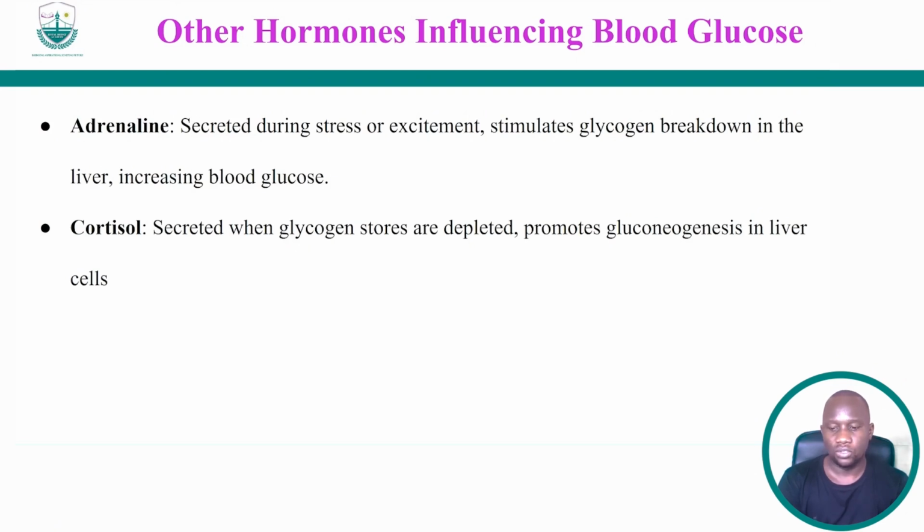And then we have cortisol, which is secreted when glycogen stores are depleted. Still, it also promotes what you call gluconeogenesis, when your body gets glucose from non-carbohydrate sources, for example, the amino acids and the fats that we talked about earlier on.